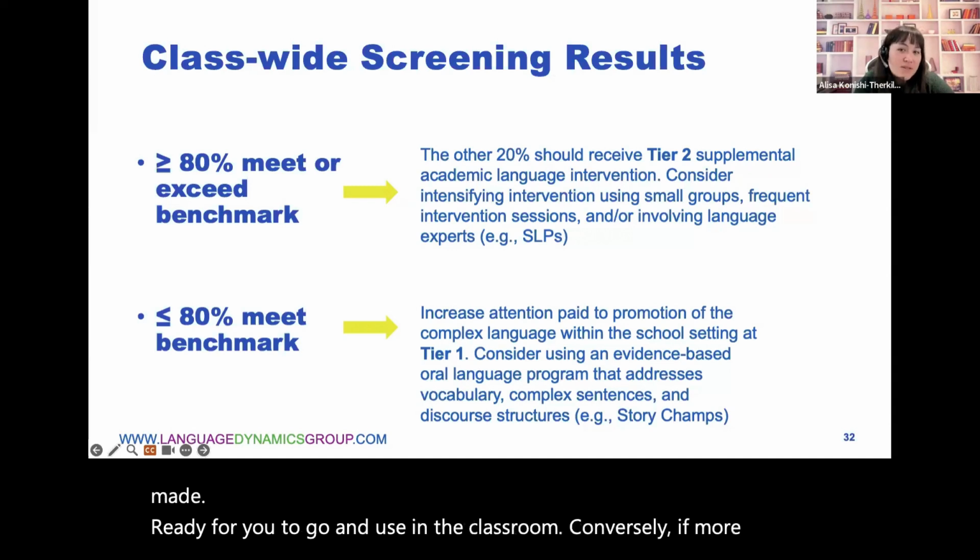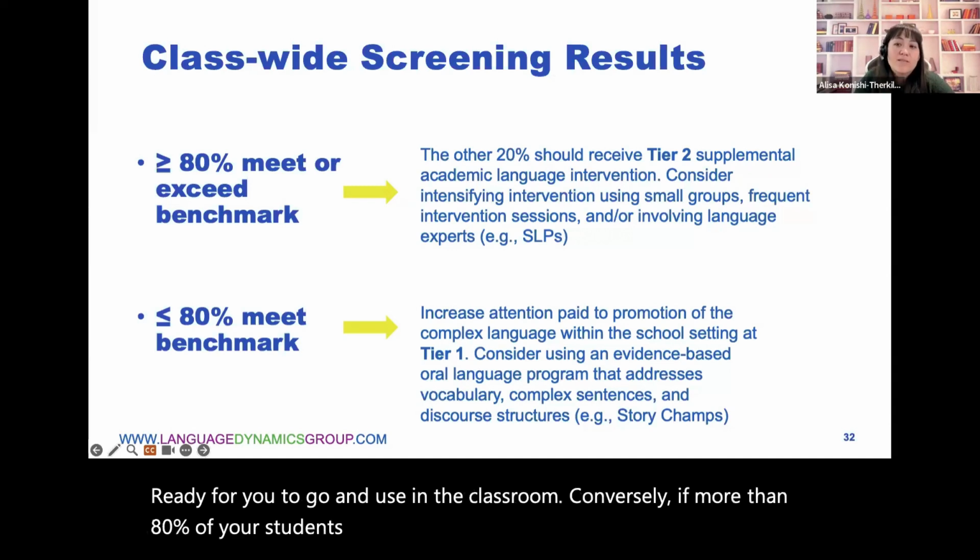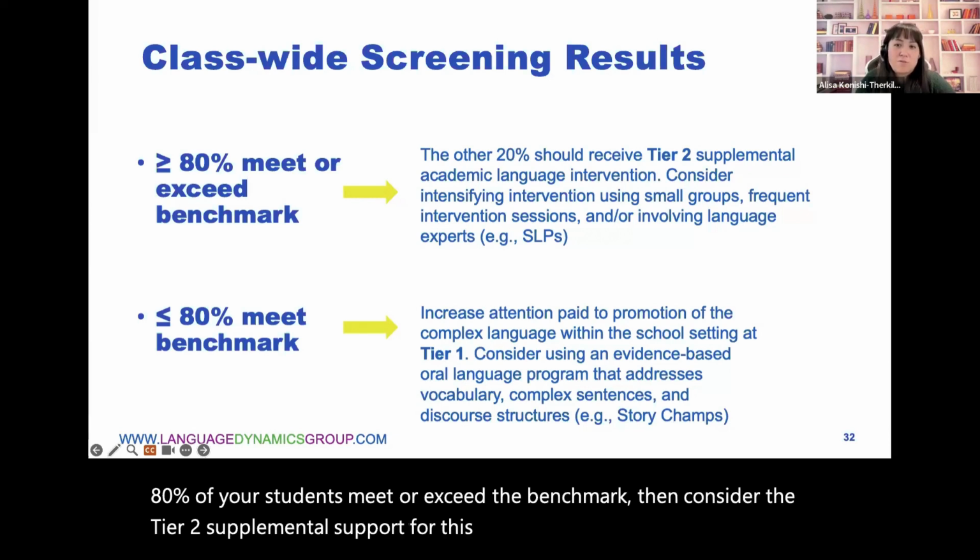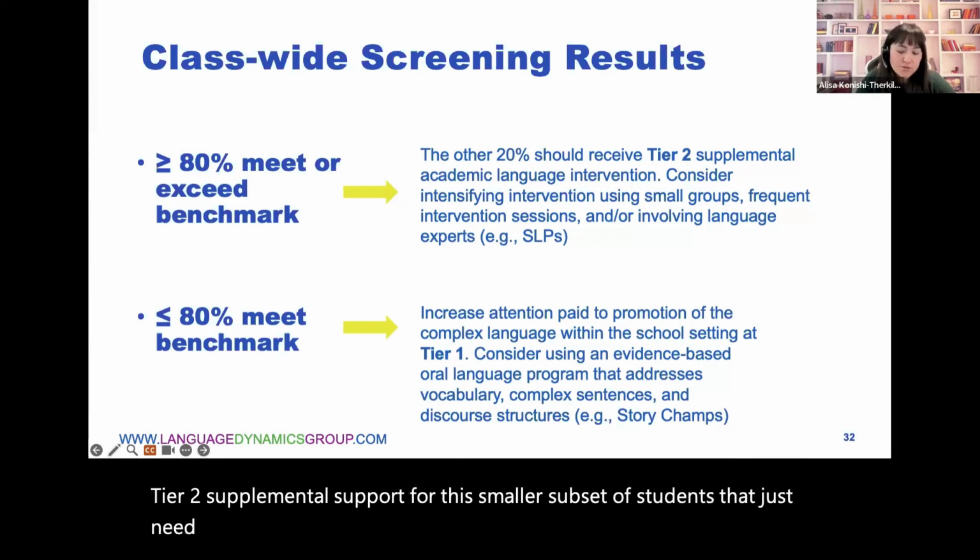Conversely, if more than 80% of your students meet or exceed the benchmark, then consider the Tier 2 supplemental support for this smaller subset of students that just need that additional support, along with the whole group instruction.